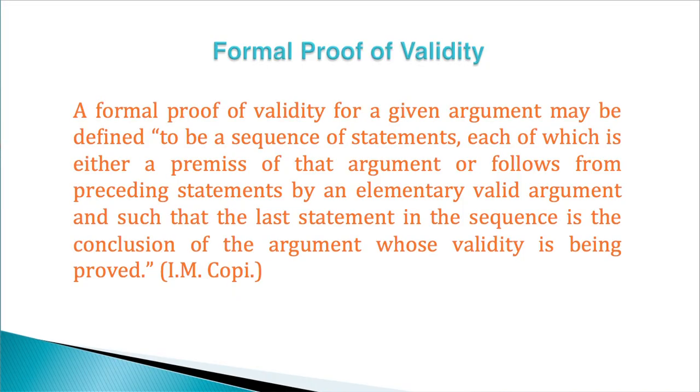A formal proof of validity for a given argument may be defined to be a sequence of statements, each of which is either a premise of that argument or follows from preceding statements by an elementary valid argument, and such that the last statement in the sequence is the conclusion of the argument whose validity is being proved. This definition is taken from I. M. Copi's Symbolic Logic.